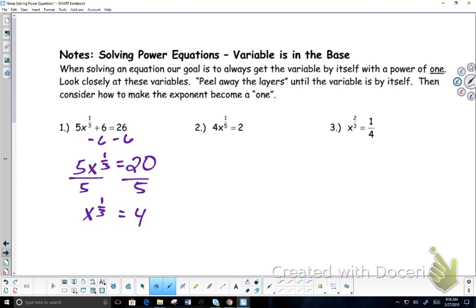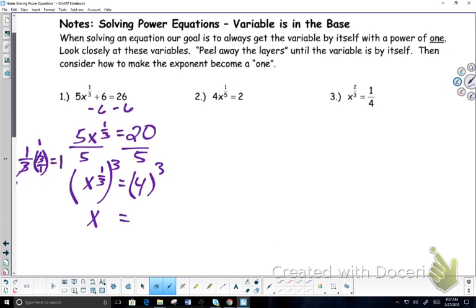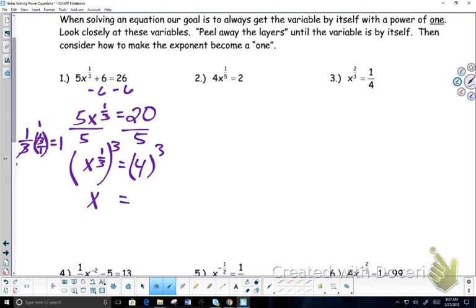At this point, if I want that 1/3 to go away, I'm going to raise it. 1/3 times what is going to equal 1, right? Because I want this to end up being x to the first power. Well, if I flip it over and do the reciprocal, these would cancel out, giving me 1. So I'm going to raise this to the power of 3. And if I raise one side to the power of 3, I got to raise the other. These will cancel out, giving me x to the first power. This will be 4 cubed, which would be 64.